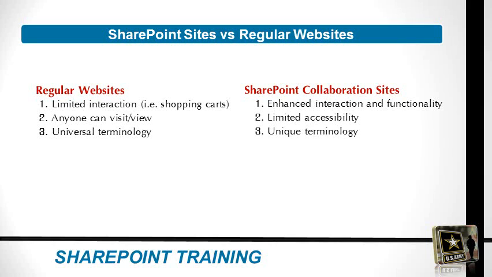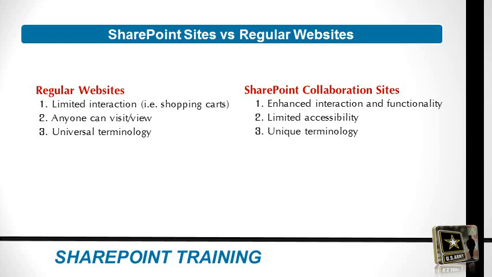Most regular websites have limited interaction and functionality. Basically, this includes the use of shopping carts or the inputting of personal data. SharePoint collaboration sites have enhanced interaction and functionality available to the user. This includes downloading files such as Excel or Word documents, modifying files, and uploading changes.